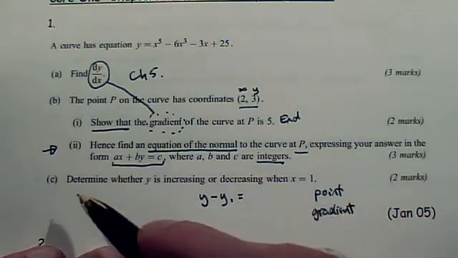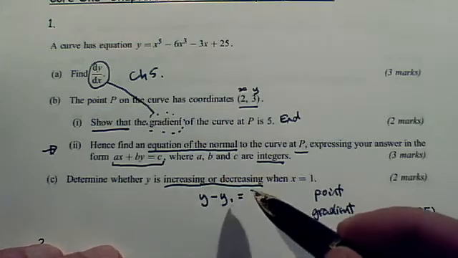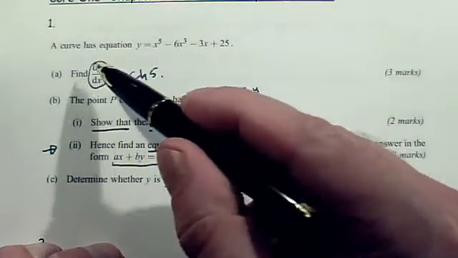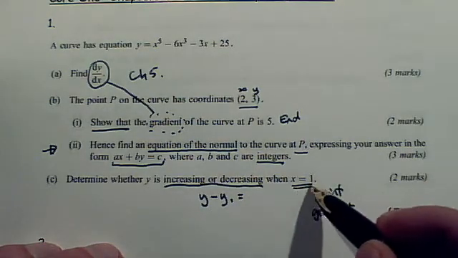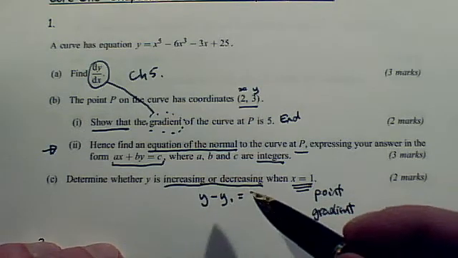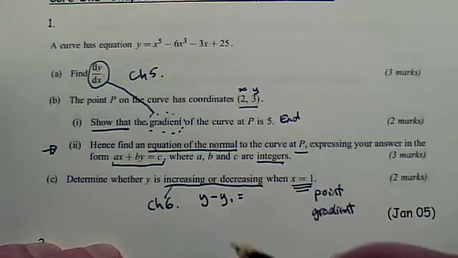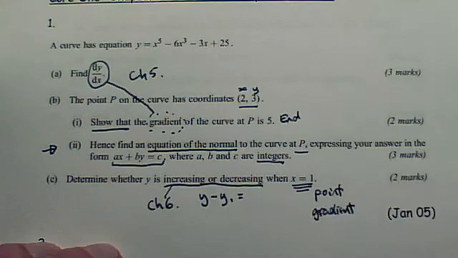And then finally in part C, we've got a question about being increasing or decreasing. That harks back to part A. dy by dx is what you need to look at for a particular x value you substitute in, and you can interpret the answer as increasing or decreasing. If you've forgotten how to do that, then your notes from chapter 6 will show you how. And chapter 6 has also got worked examples of finding normals to curves.